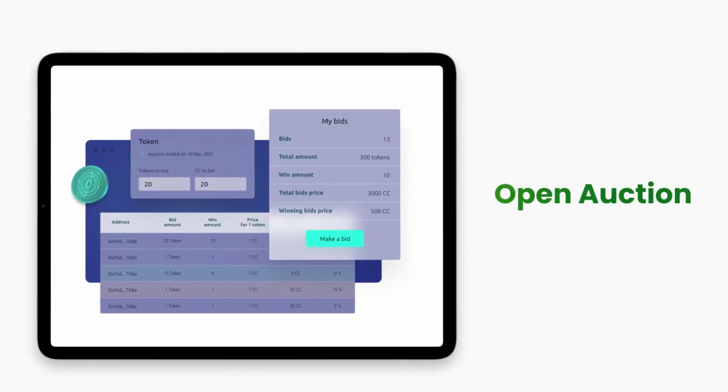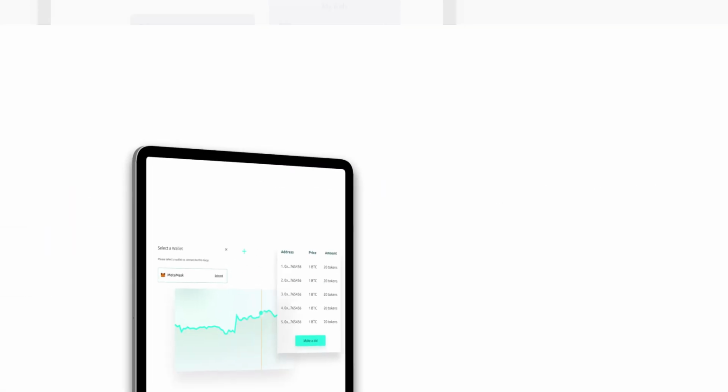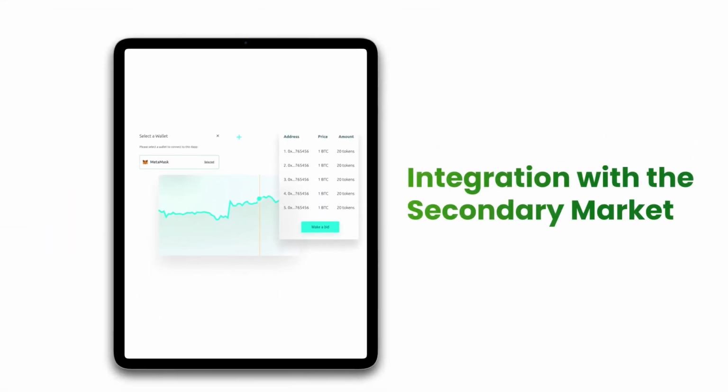Open auction for fair pricing through competitive bidding, avoiding market manipulation. Integration with secondary markets expands trading horizons, and our customization options make entry seamless for all users.